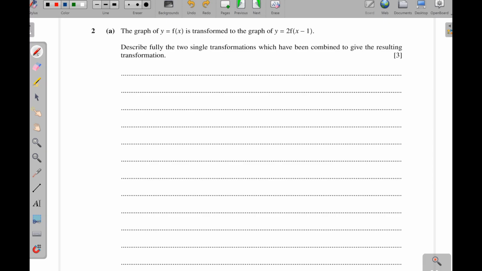I said in many of my videos that if you see a subtraction or an addition on the x or y, then that is a translation. If you see a multiplication on the function or on x, that is a stretch. And then the change of sign of y or x becomes the reflection, in either x-axis or y-axis.